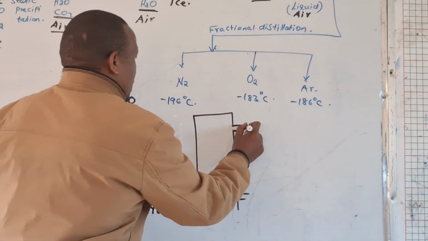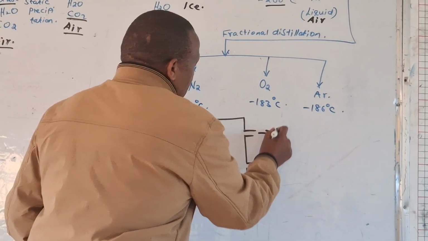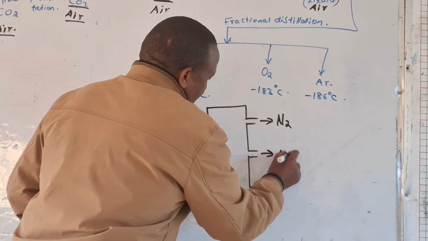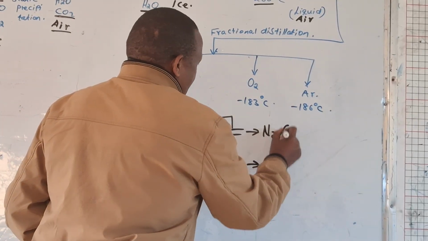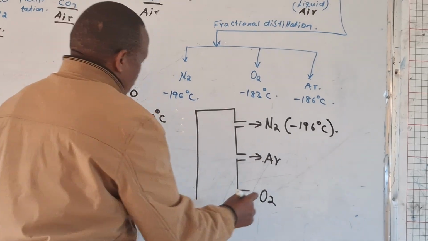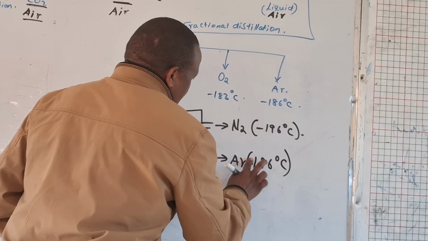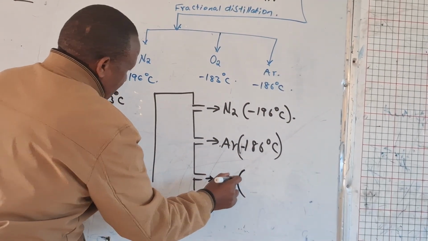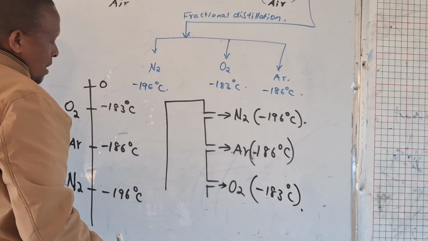the one which will come out first is the one which has the lowest temperature. So nitrogen will come out first, followed by argon, and lastly oxygen. Because nitrogen has a boiling point of negative 196 degrees Celsius, followed by negative 186 degrees Celsius, and lastly oxygen will come out last at negative 183 degrees Celsius. I hope you are seeing that.